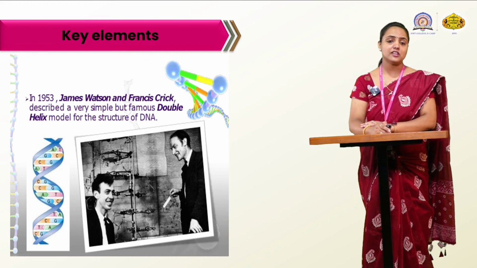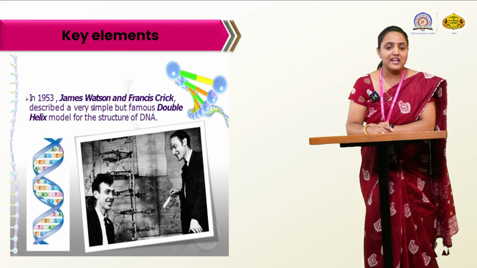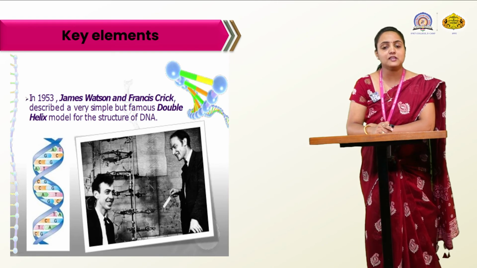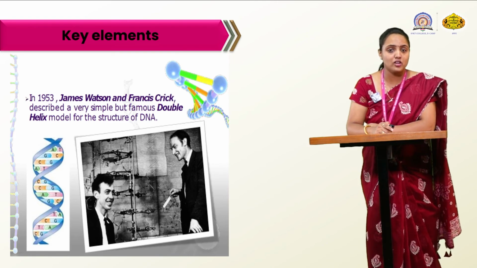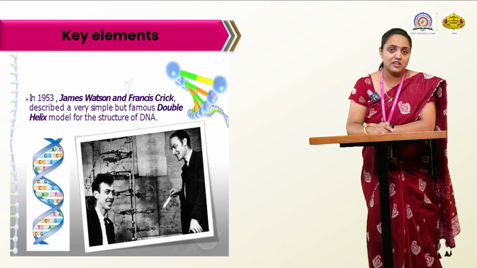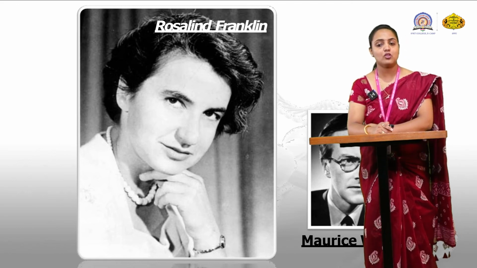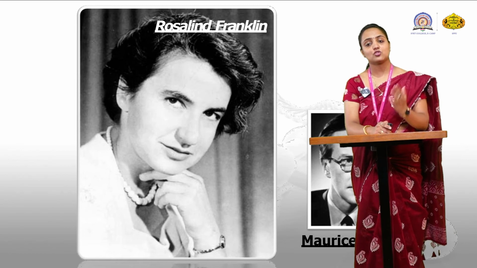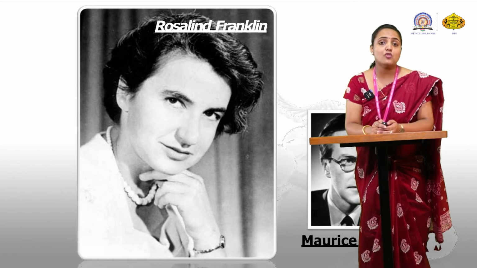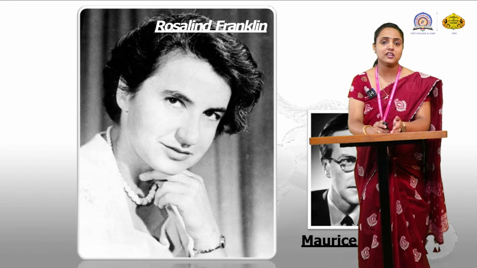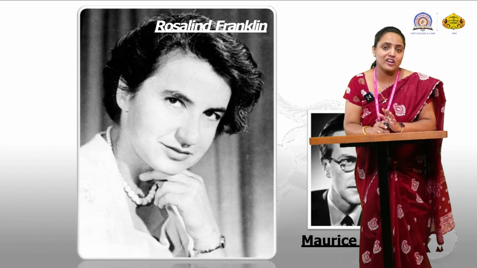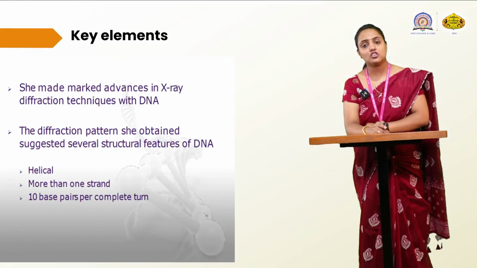Next, in 1953, James Watson and Francis Crick described the very simple but famous double helical model of the structure of DNA, which we study today. Rosalind Franklin and Maurice Wilkins, you can see on the screen, were also scientists. Rosalind Franklin was the lady who, before Watson and Crick, first gave the X-ray crystallographic image of the structure of the DNA.